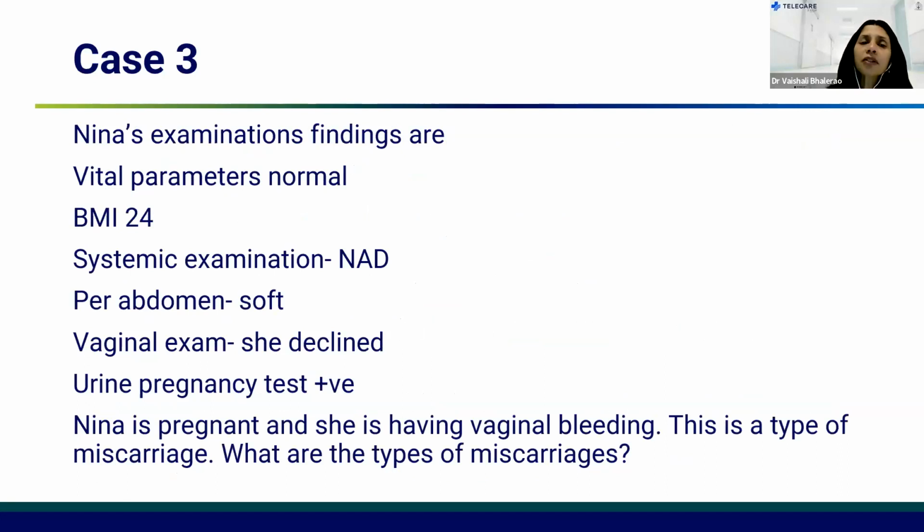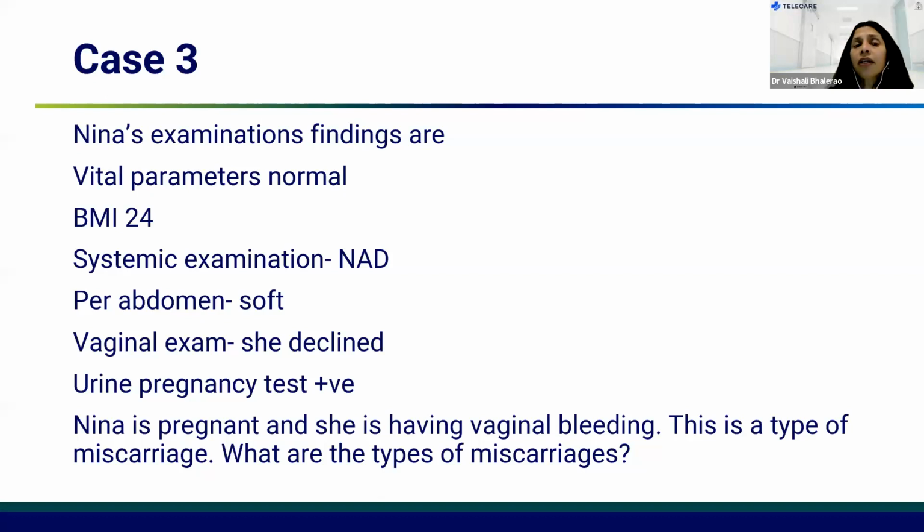So Nina's examination findings: her vital parameters are normal. Her BMI is 24. Systemic examination is normal. Per abdominal examination is soft. Vaginal examination she declined. And the urine pregnancy test is positive. So Nina is pregnant and she is having vaginal bleeding. So this is a type of miscarriage. So what are the types of miscarriages?